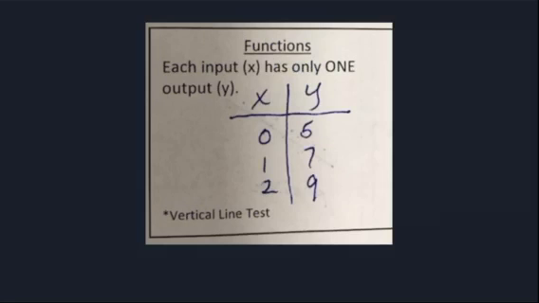Because whatever I put on the left, it should have one output on the right. So if I put in a 2, I should always get a 9. If I put in a 0, I should always get a 5. If I get something different, then it is not a function. So my x value can only have one output. And then at the bottom, it just lets you know if you're already given a line, you can do the vertical line test with your pencil.